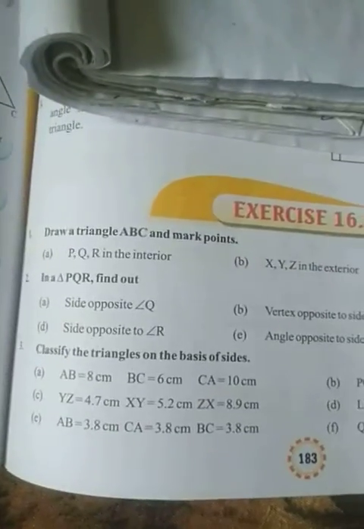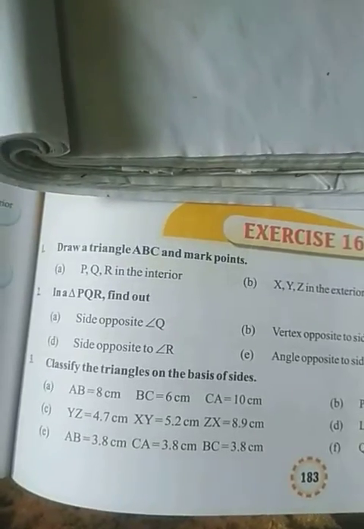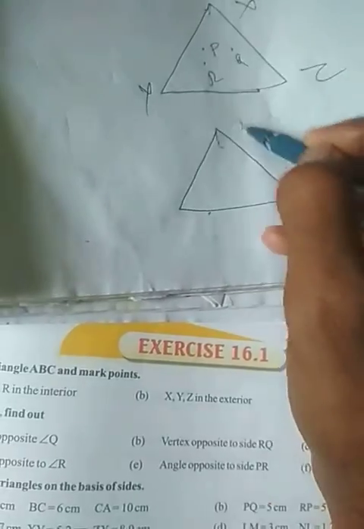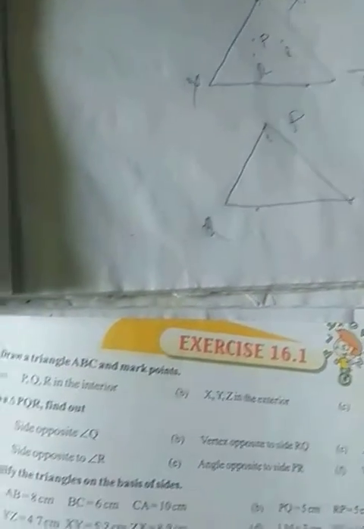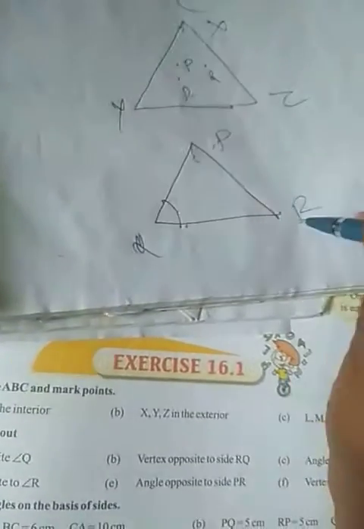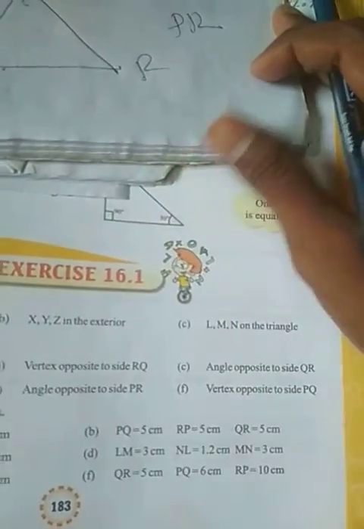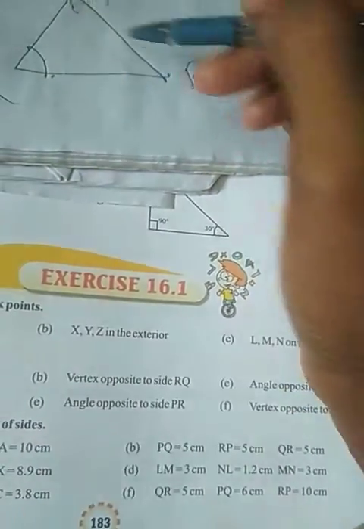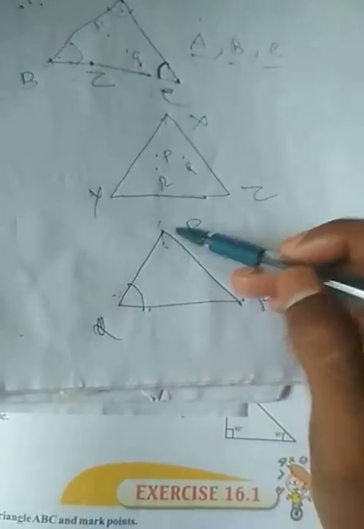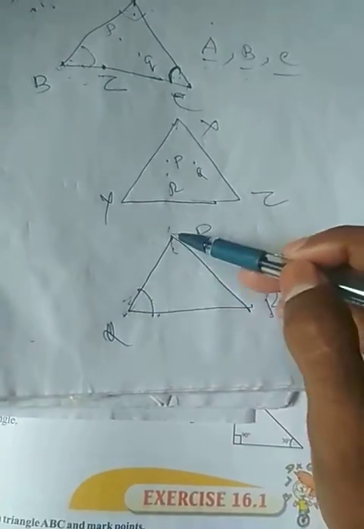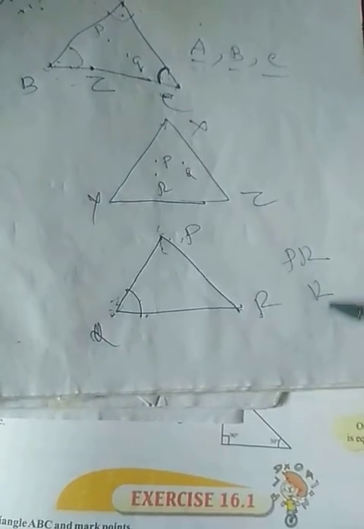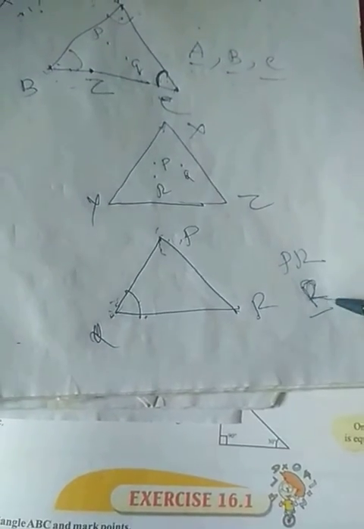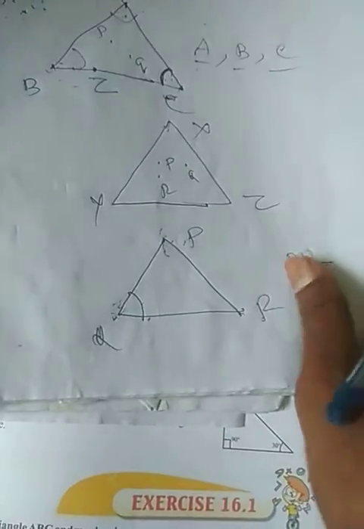Next, in a triangle PQR, find out the side opposite to Q. That means you have to draw a triangle PQR. Now the first question is the side opposite to angle Q. This is the angle Q. What is the side opposite to that? PR. So the first answer is PR. Okay, last, the vertex opposite to side PQ. What is the PQ here? Here this one is the PQ side. What is the opposite vertex of this PQ side? That is R. So the last answer is R. Just try to understand that. Think about it with a cool mind.